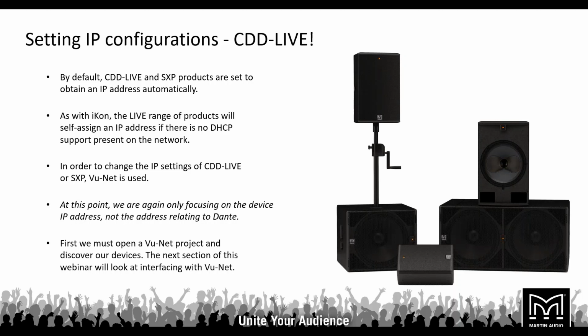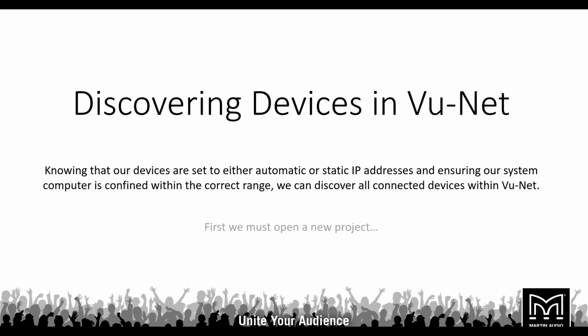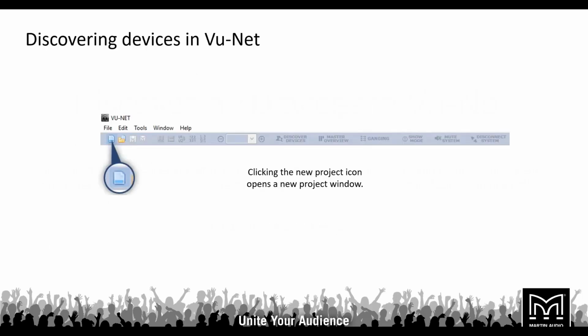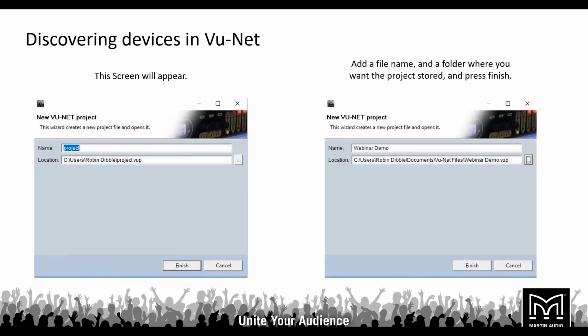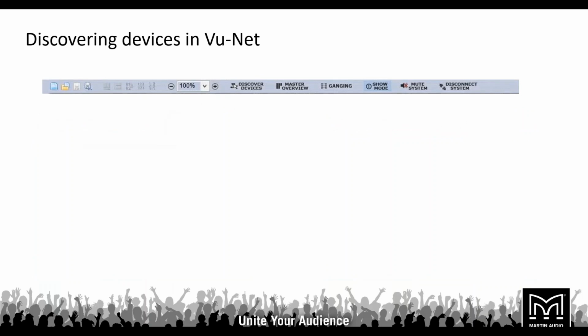So first, we must open a VNet project and discover our devices. So once we open VNet, what we need to do is start a new project. So we can either click the new project icon or File New will also open the project window, and then this little pop-up will appear. So here we simply give it a name and a file location and hit Finish. And then it opens up these options along the menu tab.